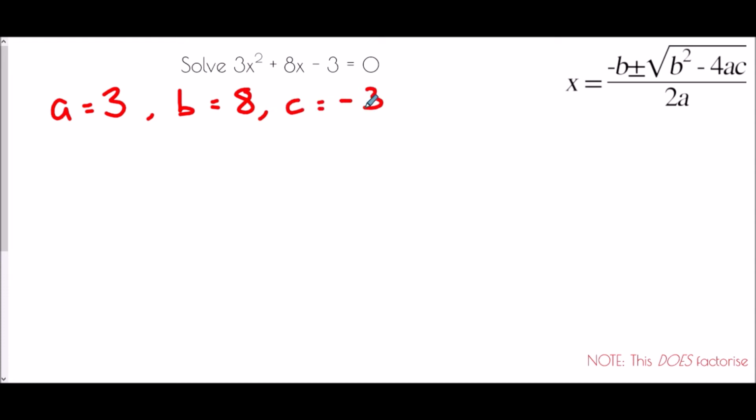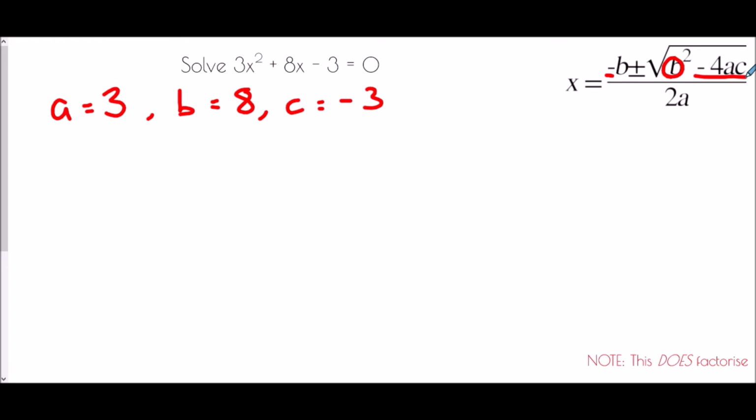Now the positives and negatives are very, very important in this question, especially for this area here where we have negative b, and this area here where we have a b squared, and for the fact that we're multiplying a negative 4 by 2 letters. And so all we're going to do is we're going to put each of those letters substituted into the formula in order to find our values for x.